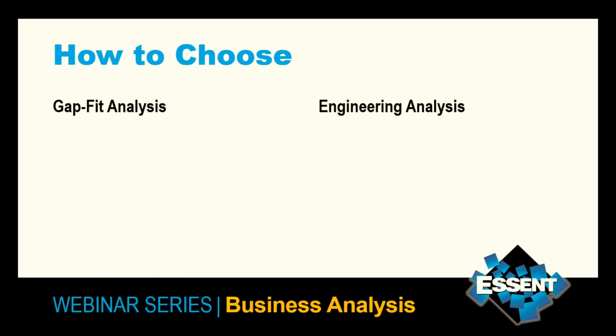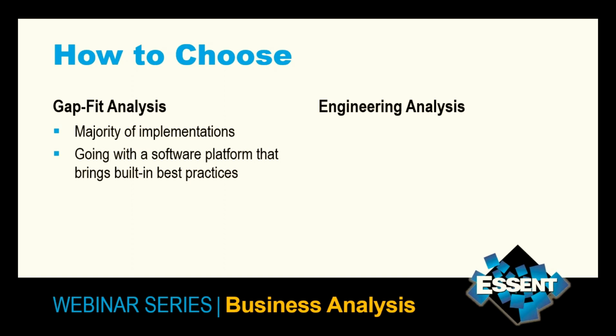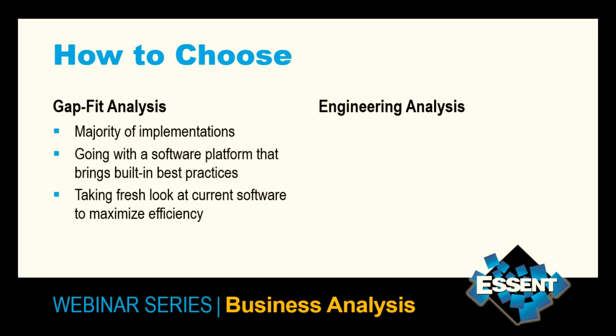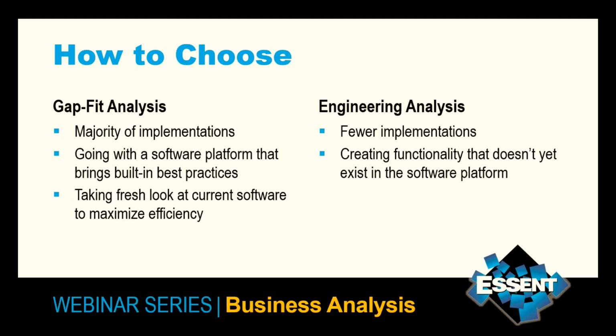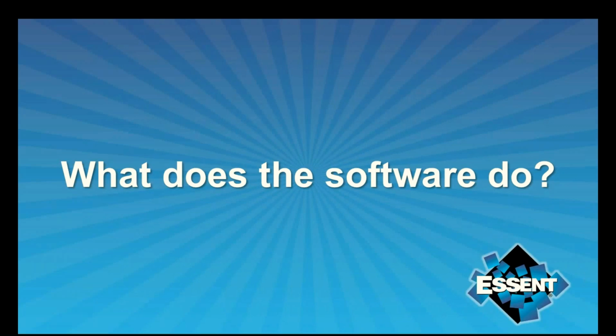So which analysis type is right? A gap fit analysis covers the majority of implementations. The business decision is to go with a software platform that brings built-in best practices, or the business wants to take a fresh look at its existing software to see what more it can do for their business. Whereas an engineering analysis is used in fewer implementations, it's for a business that wants to add new functionality to a software system or wants to create a whole new software platform or integration. So the gap fit and engineering analysis are two approaches to answering the second central question: what does the software do?